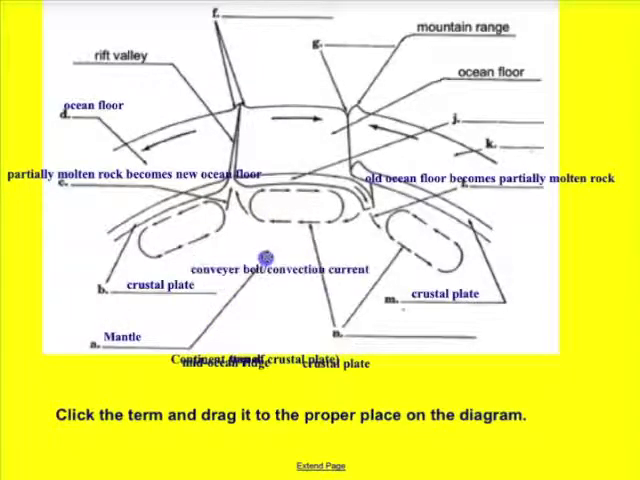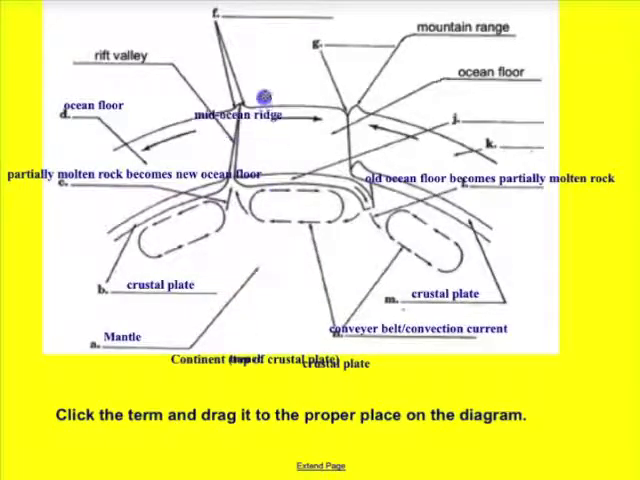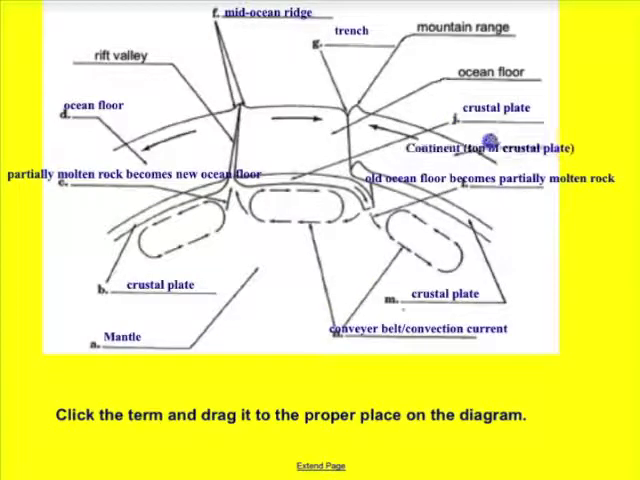So this diagram really gets you thinking about things. You know where the convection currents are, the conveyor belt. Mid-ocean ridge is going to be right here. A trench forms out of subduction zone. Now here's one of the things. People get confused sometimes. I'm going to put the crustal plate here. I'm going to put the continental crust here.